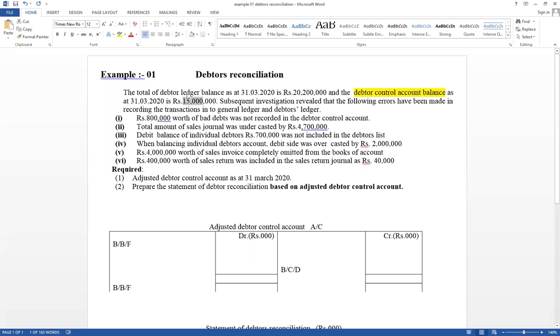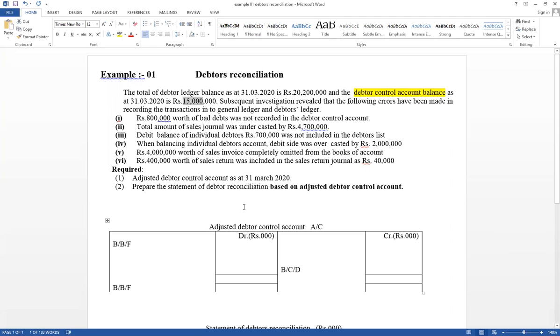Think about the debtor list balance. The debtors ledger means the debtor list. The total value of the individual debtors' account balances should be equal to the debtor control account balance. But as at 31st March 20, the debtor list balance is not equal to the debtor control account balance. In this situation, the reason for the difference should be provided. For that, we have to prepare a statement of debtors reconciliation.